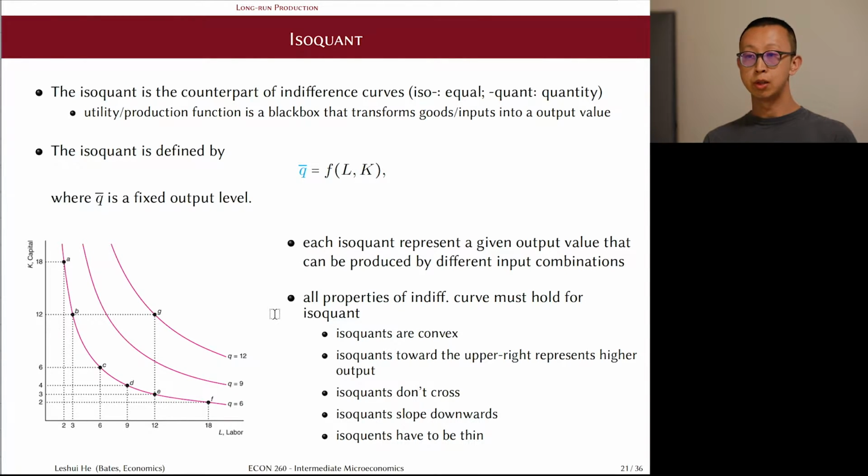All the isoquants will be convex. All the isoquants towards the upper right corner will represent a higher output level than those that sit down below. The isoquants will not cross each other, and the isoquants will all slope downwards. And lastly, isoquants will have to be thin, so you will not have 2 points sitting right next to each other on the isoquant, but one sits towards the upper right corner of the other.